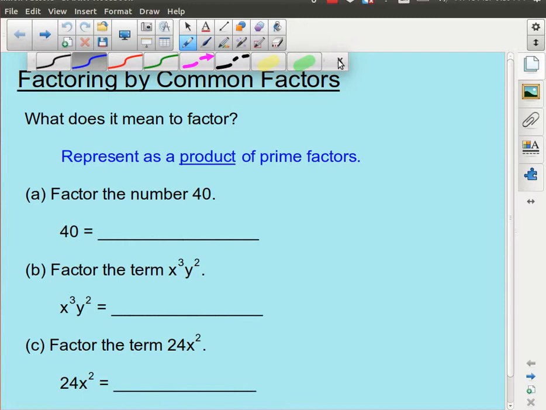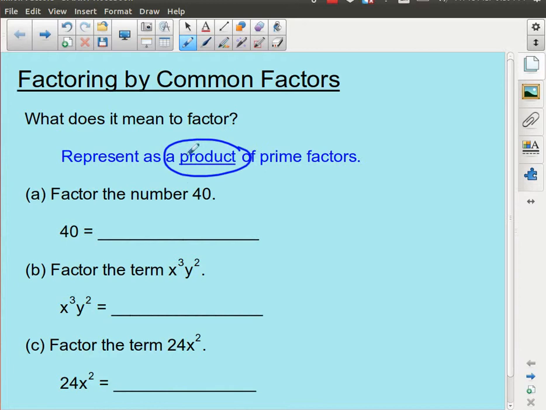To start, let's take a look at a type of factoring that you should be familiar with, but you might need a bit of a refresher on, which is to factor the number 40. Now, when we talk about factors, what do we mean by factoring? A product of prime factors. So product means it's going to be a multiplication, and prime factors, in the case of a number, means it's a prime number. It's a number that can't be divided by anything other than itself or 1.